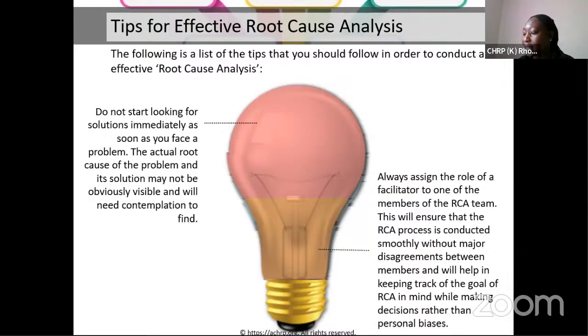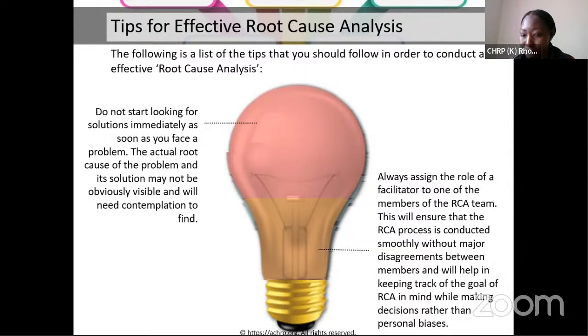So the first thing I'll say in terms of the tips for effective root cause analysis is, don't rush into looking for quick fixes and solutions immediately a problem comes about. It is always good to remember that for root cause, the solution may not be as obvious as it appears from the beginning. So always take time, drill down, state the problem, understand the issues, and then look for the root cause. Don't be quick to rush to a quick fix or come up with a solution before you go through the whole process.